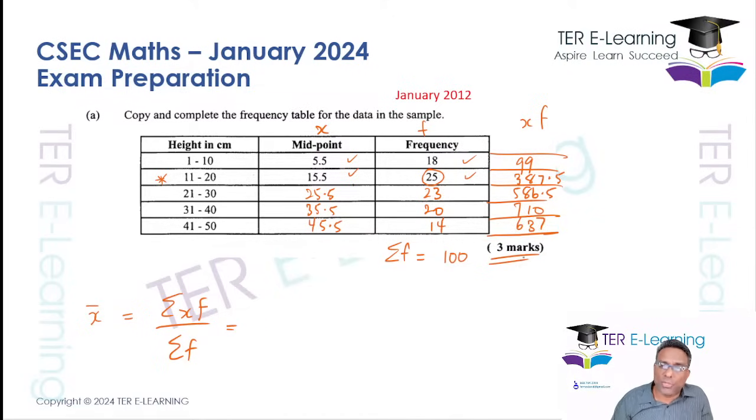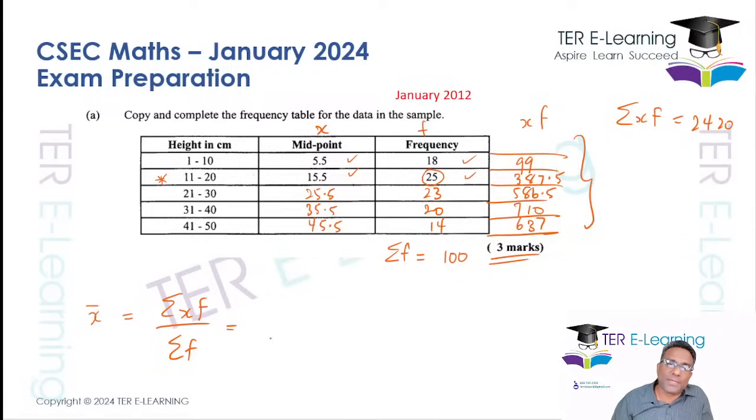Right? So all we need to do, you see this column here? We need to add that up. So that's going to be 99 plus 387.5 plus 586.5 plus 710 plus 637. Right? And when I add this up here, so when I add up that column, sigma xf, I'm getting 2420.